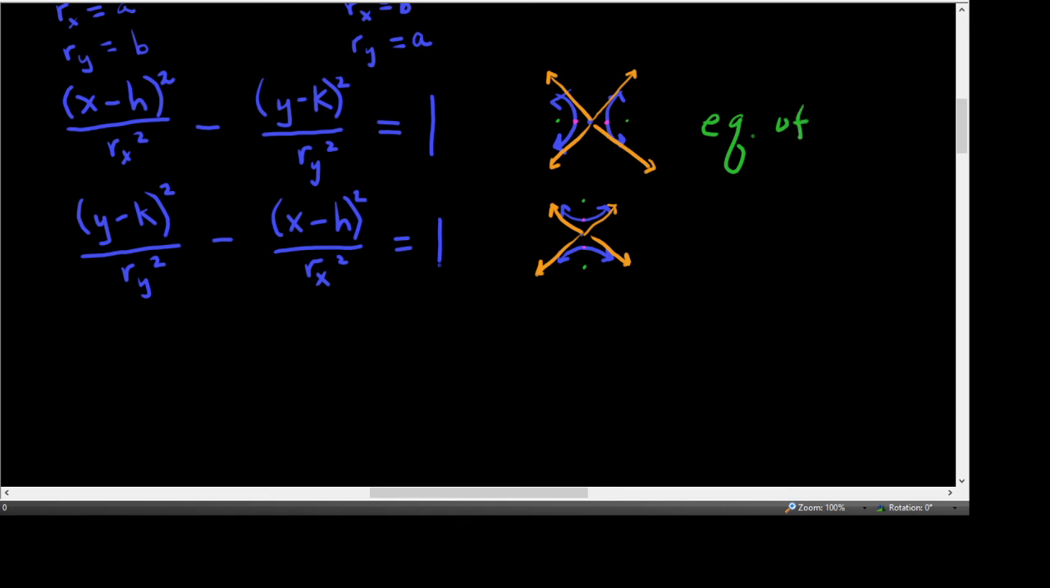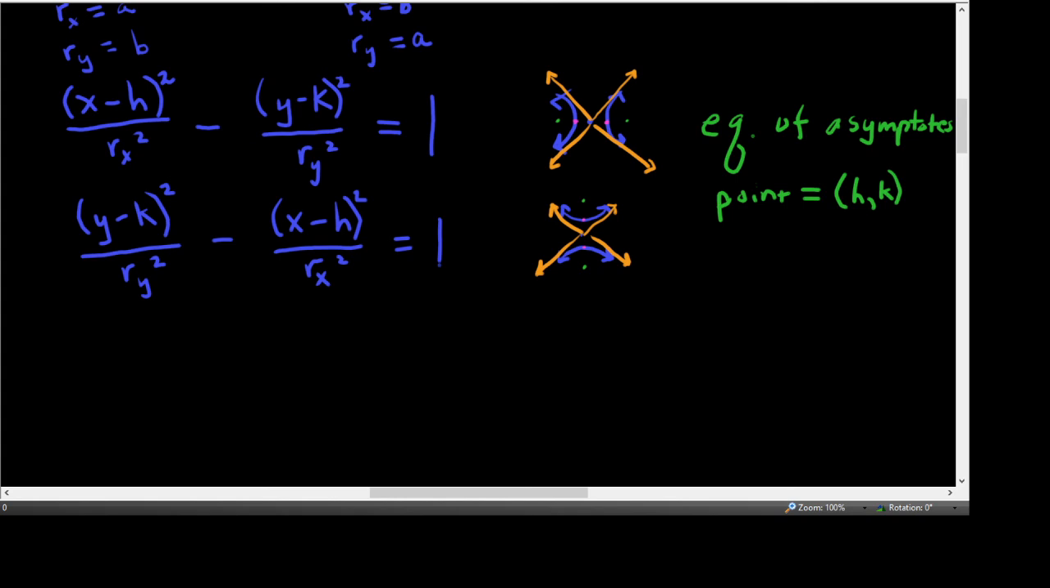And so if we wanted to find the equation of those asymptotes, we're going to use the point slope form. And the point that we're going to use is the center. So the point in the point slope form will always be the center, h, k.